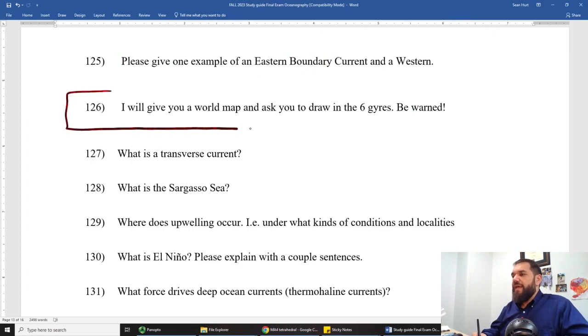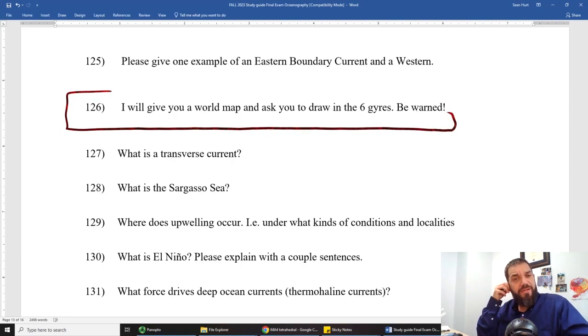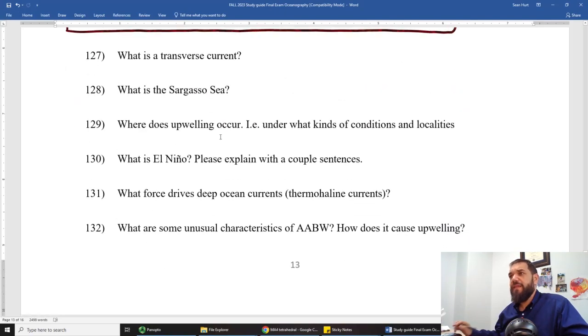So be warned. I guess this is a computer test, so I'm not going to have you draw out the 6 gyres, but I could definitely test that some way and make sure in the computer you can locate them. I can't have you draw on a Canvas test, but I might, for example, give you a map and show you this gyre, that gyre, this gyre, that gyre, and match up the names, so you know where each of the 6 gyres are, okay? So that could be a question on the test, so be prepared for something like that.